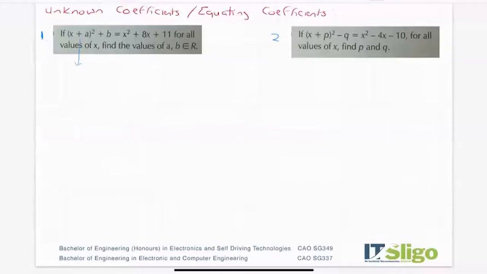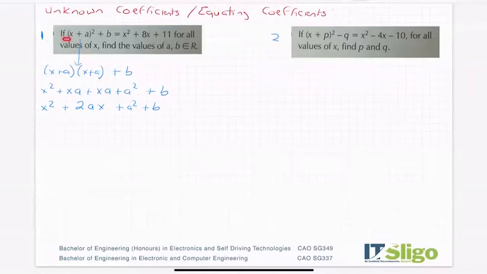So what I would do here is multiply out x plus a by x plus a, and then tag on the plus b onto the end of it. So x by x, x squared, xa plus xa, plus a squared plus b. Let me just make sure I do that right. Yes, so I have x squared plus 2ax plus a squared plus b. And the question is saying that that left-hand side must equal x squared plus 8x plus 11.